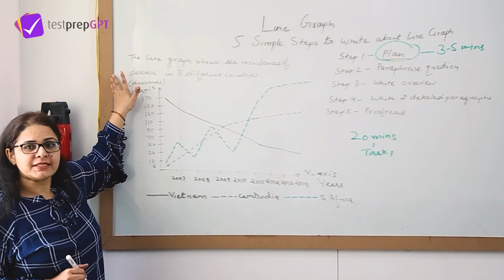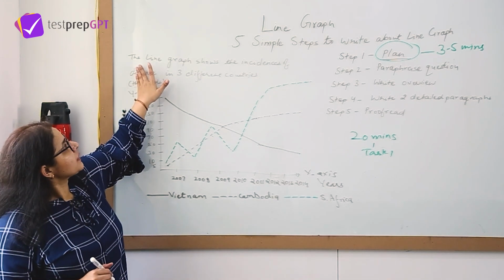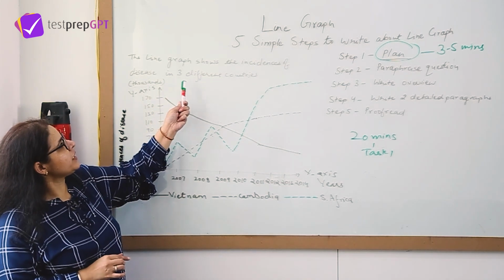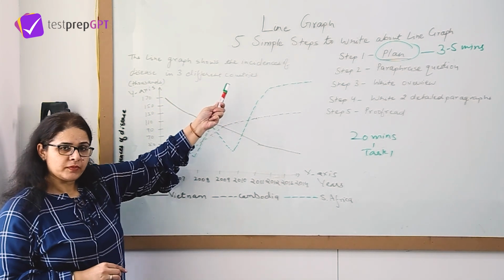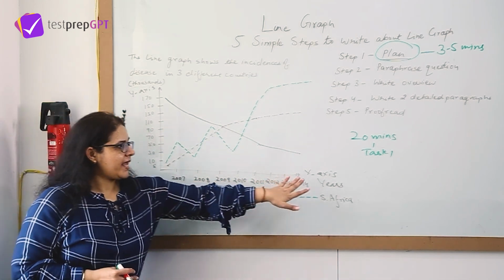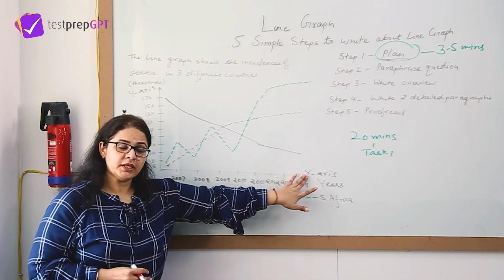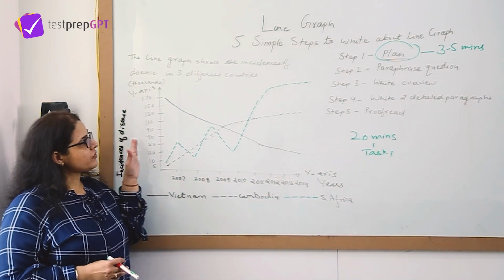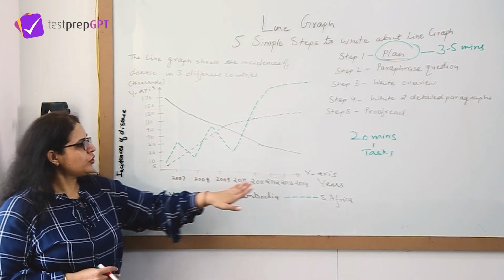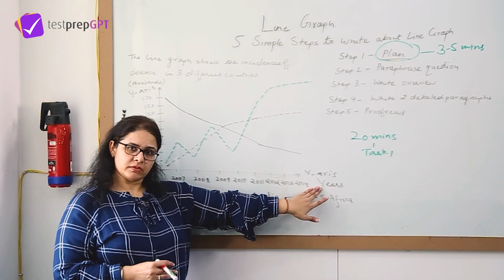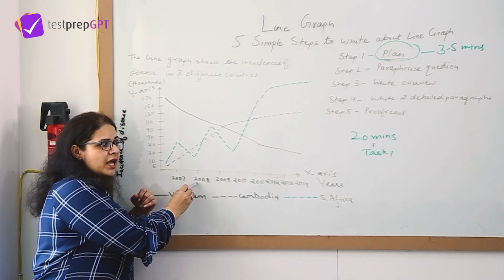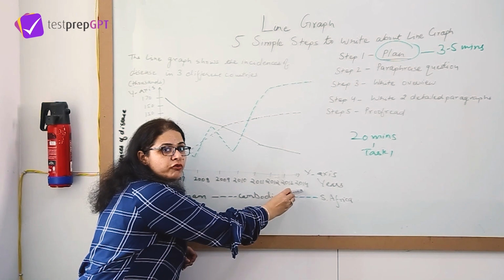What does the question say? It says the line graph shows the incidences of disease in 3 different countries. And then I look at the graph itself. What does it have? It has an x-axis, which is the horizontal. Then we have a y-axis, which is the vertical line. What is on the x-axis? We have years, which start from 2007 and then 2008 and go on till 2014.